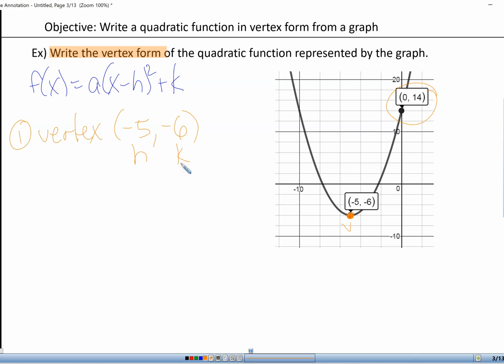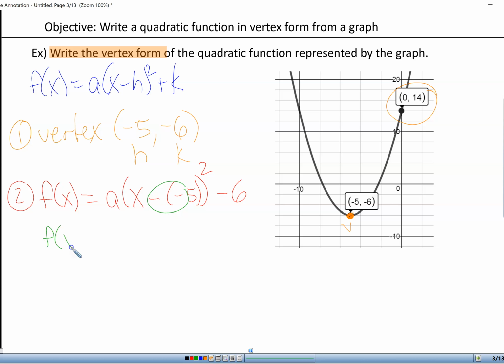So here what we're looking at then is we know this much so far of our function. So we have f of x equals, we still don't know a, but we have x minus the h, which is -5, and that quantity is squared. Then you can either write it as plus -6 or just -6. If you write it as plus -6, you're going to change it in just a minute anyway, so just go ahead and write it as -6. And then we're also going to have to simplify a minus a negative, because subtracting a negative is the same thing as adding a positive. So far we have f of x equals a times x plus 5 quantity squared minus 6.